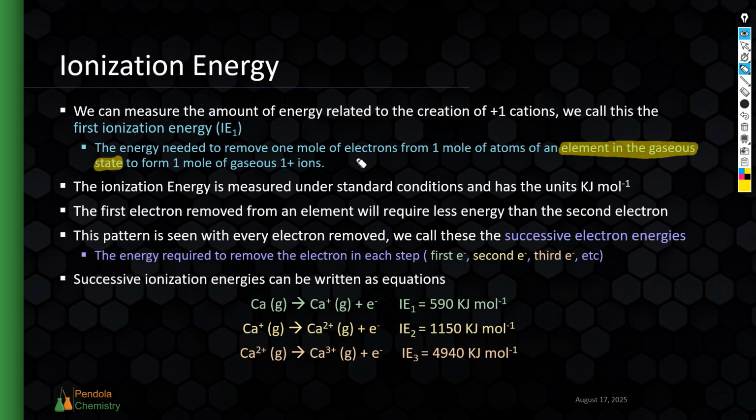So first part, 1 mole of electrons from 1 mole of atoms being removed. Second part, the elements have to be in the gaseous state. And then the third part is to form 1 mole of gaseous +1 ions. And that just puts together the first two parts, because obviously if the original element was a gas, when we remove that electron, it is still going to be in the gas state, so the gaseous. It's still 1 mole because we remove those electrons from 1 mole of atoms.